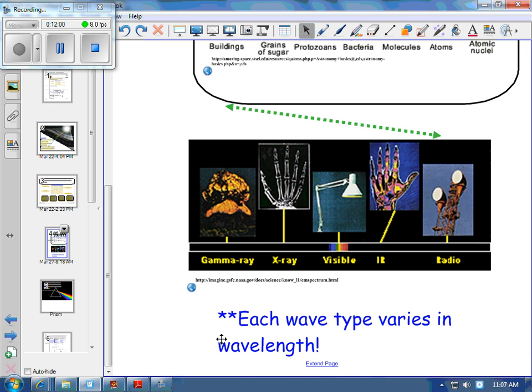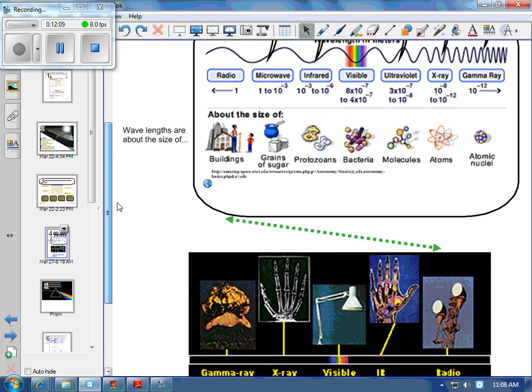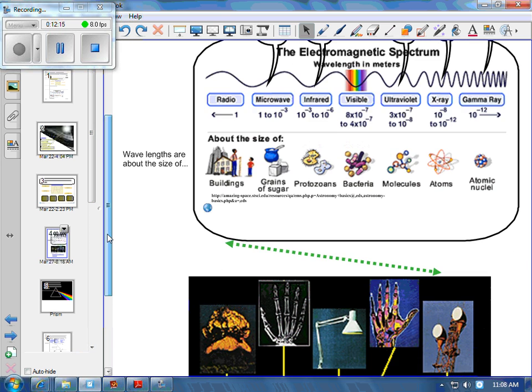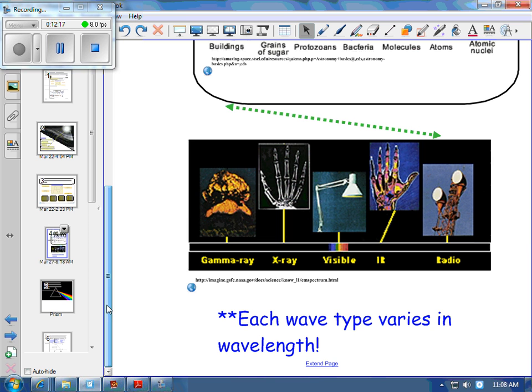Big key idea here. Each wave type varies in wavelength. That's the primary difference between all of these, is the size of the wavelength. So that is the biggie there.